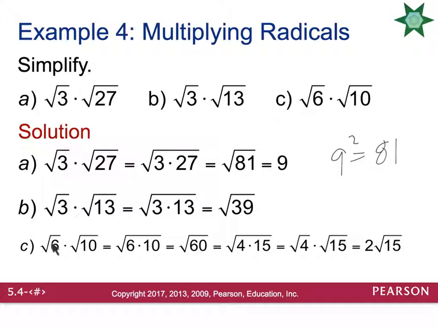The square root of 6 times the square root of 10 is the square root of 6 times 10, which is the square root of 60. Now we look at the highest perfect square that goes into this, which is 4, because 2 squared is 4. So 4 times 15 is 60. That's the square root of 4 times the square root of 15, and the square root of 4 is 2, so that's 2 times the square root of 15. That's how we simplify our radicals: we find any perfect squares that go into it and take them out, and take the square root, which gives us 2 in this case.